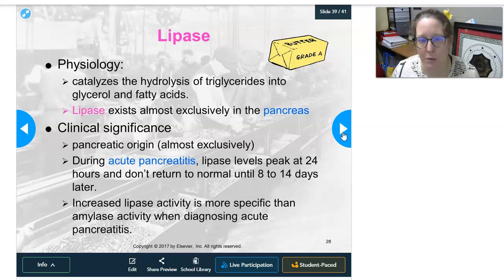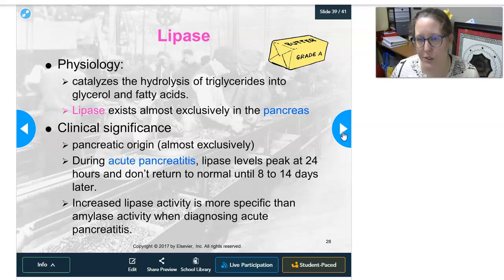So lipase is almost exclusively of pancreatic origin. You don't have salivary lipase. You do have some intestinal lipase, though. But when we measure it in the blood, it pretty much correlates to issues with the pancreas. During an acute pancreatitis bout, the lipase will peak at 24 hours, and then it won't return to normal until 8 to 14 days later. So it hangs around longer, which makes it more specific for pancreatitis. Increased lipase activity is more specific than amylase activity when you diagnose acute pancreatitis.